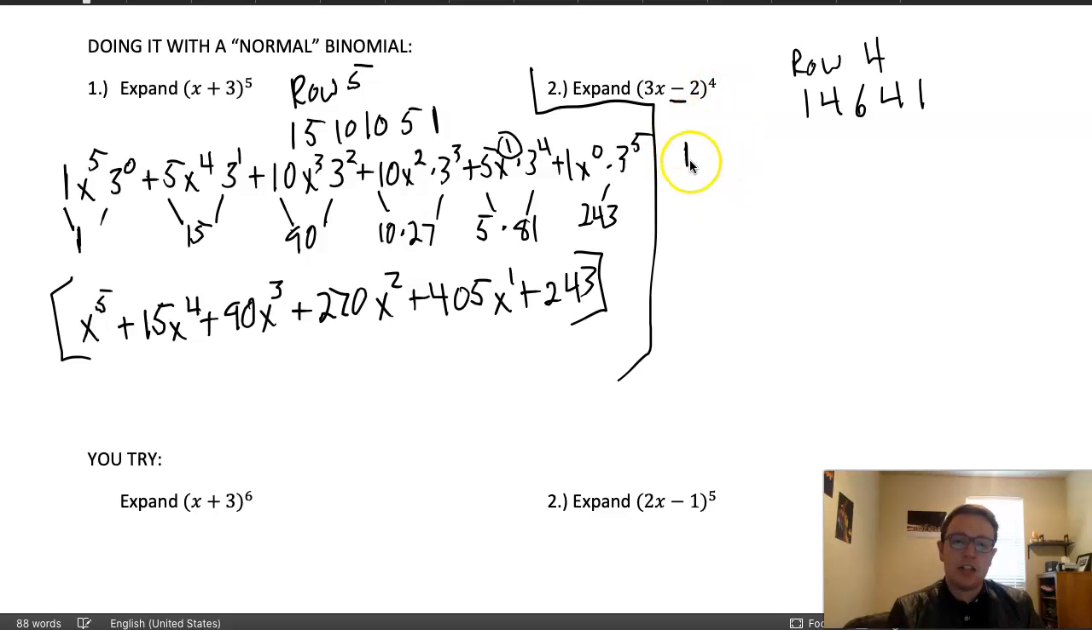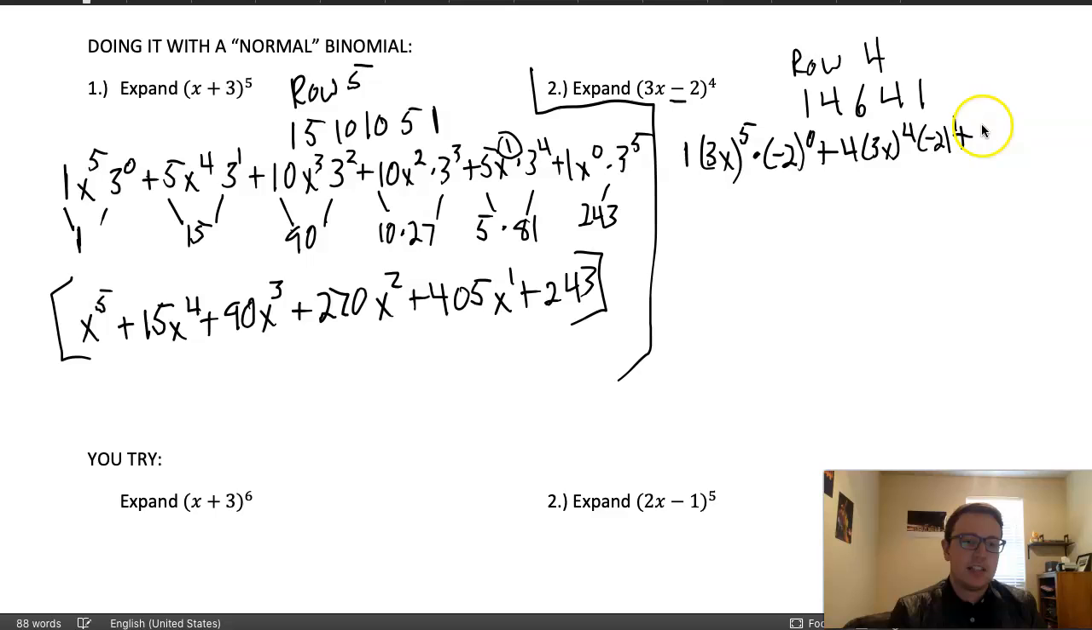Our coefficient is 1. We'll have 3x, and that'll all be raised to the 5th power. So you have to be careful here. Make sure we're multiplying everything to the 5th, times negative 2 to the 0. We'll have 4 times 3x to the 4th times negative 2 to the 1. We'll get 6 times 3x to the 3rd. Excuse me, my powers of 3x are off.